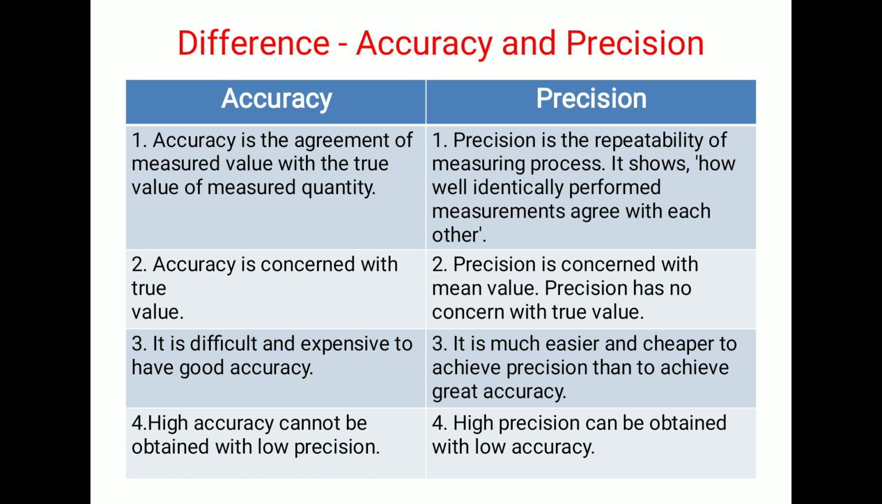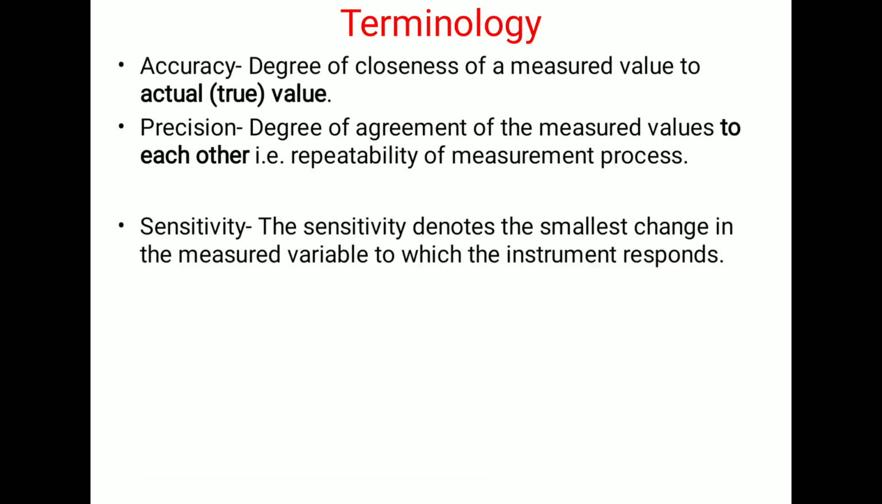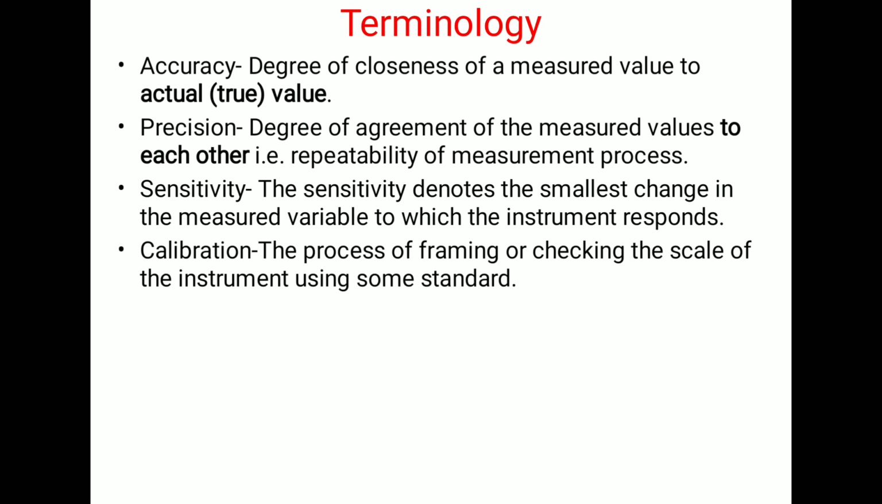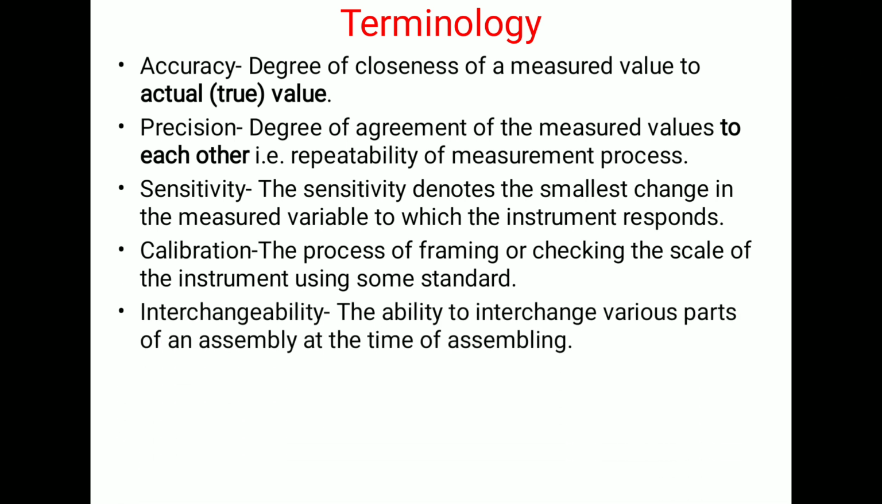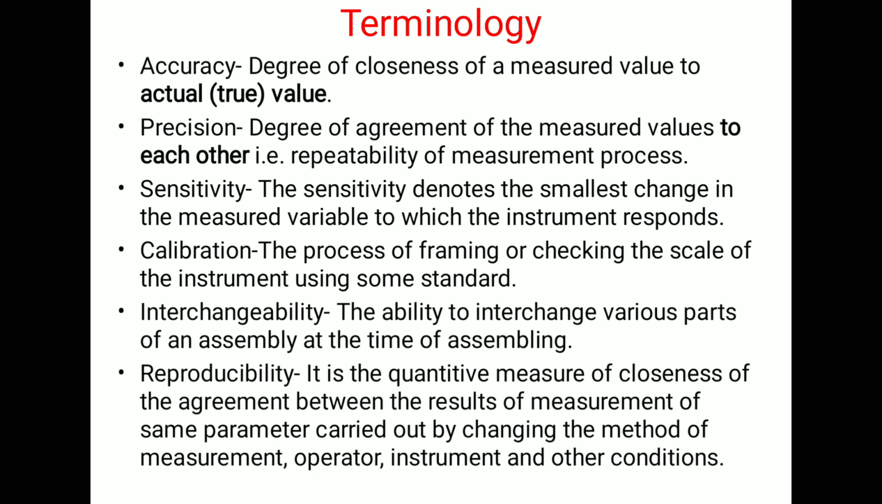So we will move to the next terminologies. Accuracy and precision I have already defined here. Next is sensitivity. Sensitivity of the measuring instrument denotes the smallest change in the measured variable to which the instrument responds. Next terminology is calibration. The process of framing or checking the scale of the instrument using some standard is called calibration. Calibration is an important process in the measurement process.